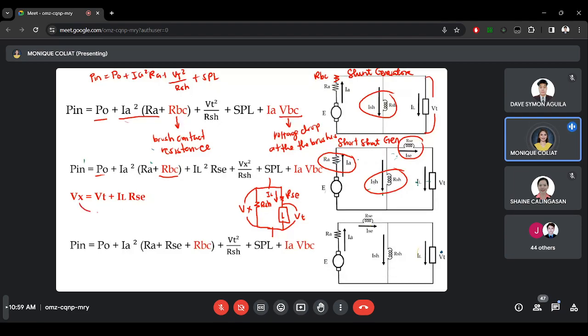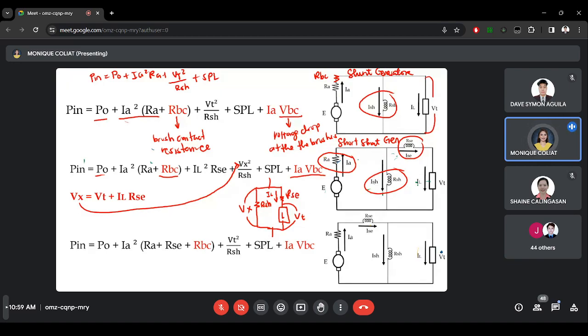So, we can get the maximum energy that can be produced daily. Again, if it is given, include the voltage drop at the brushes, VBC. If not, neglect it. Then we have the scheduled output.